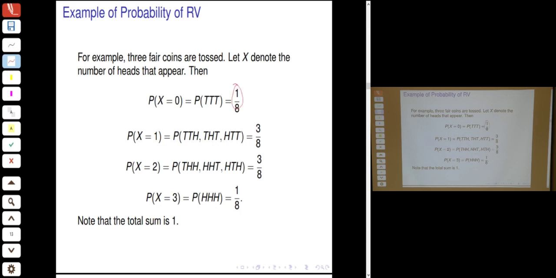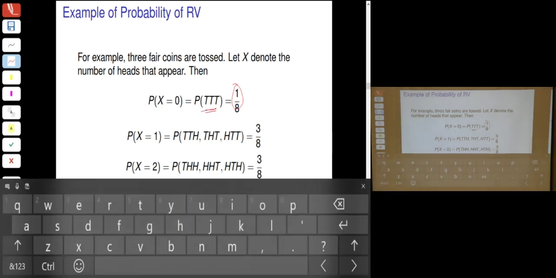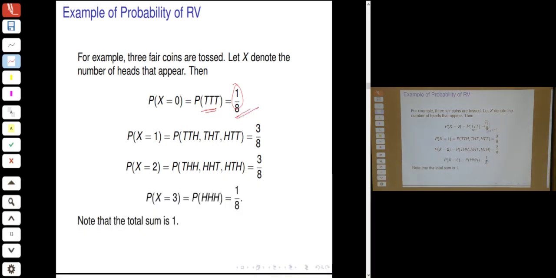One way is that all the outcomes are equally likely. So, it is a string of length 3 consisting of H's and T's. In total there are 2 to the 3, which is 8 possible strings, and all such strings are equally likely. So, the probability of any particular string, for example the probability of TTT, is 1/8. So, this is one way.